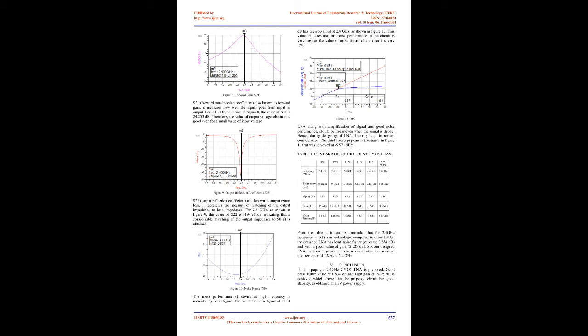Thus, Figure 7 reverse gain/reverse isolation, S12, the reverse transmission coefficient, also known as reverse isolation, measures how much the input signal is reflected back. For 2.4 GHz, as shown in Figure 7, the value of S12 is minus 30.270 dB. Hence, a high isolation is present between input and output.